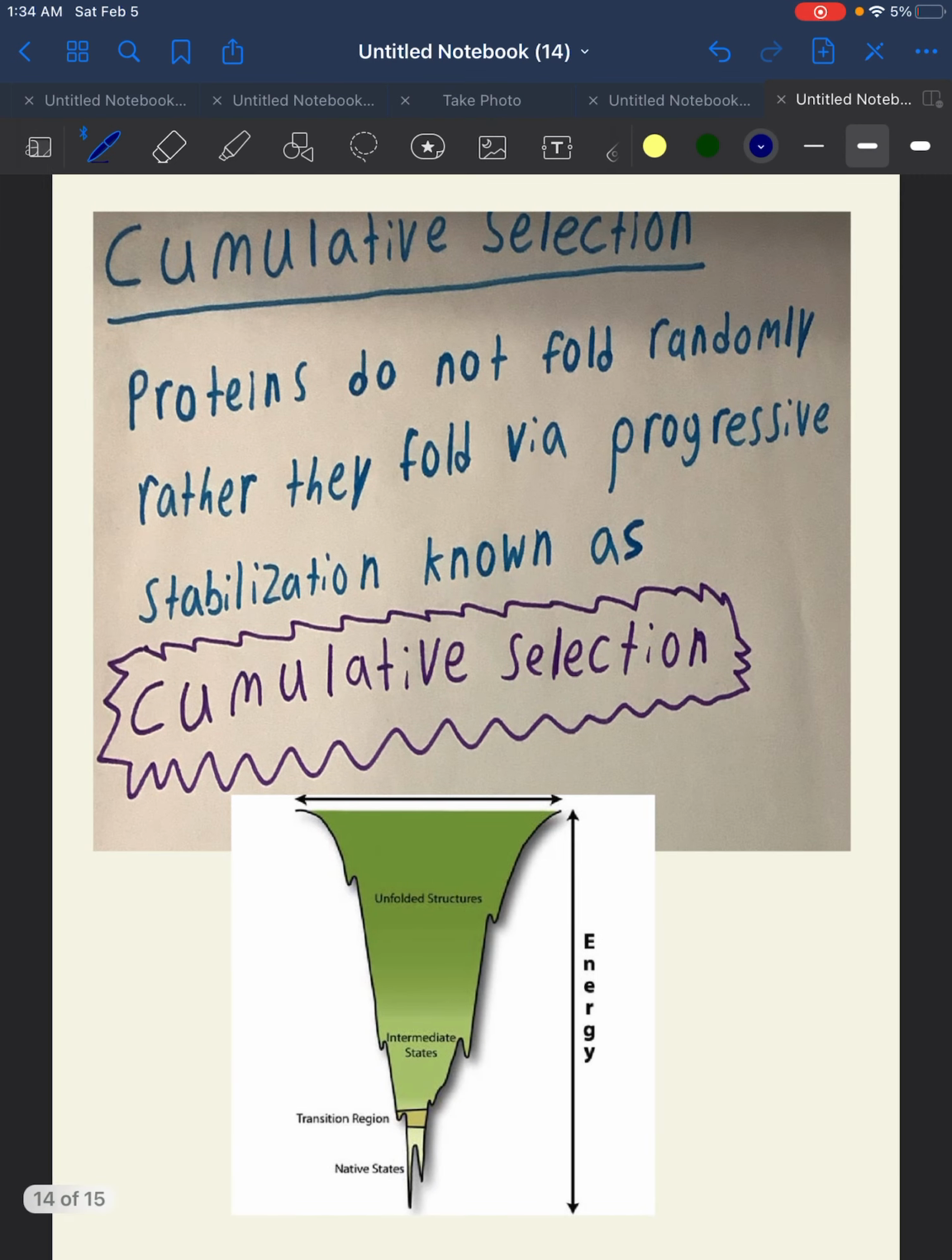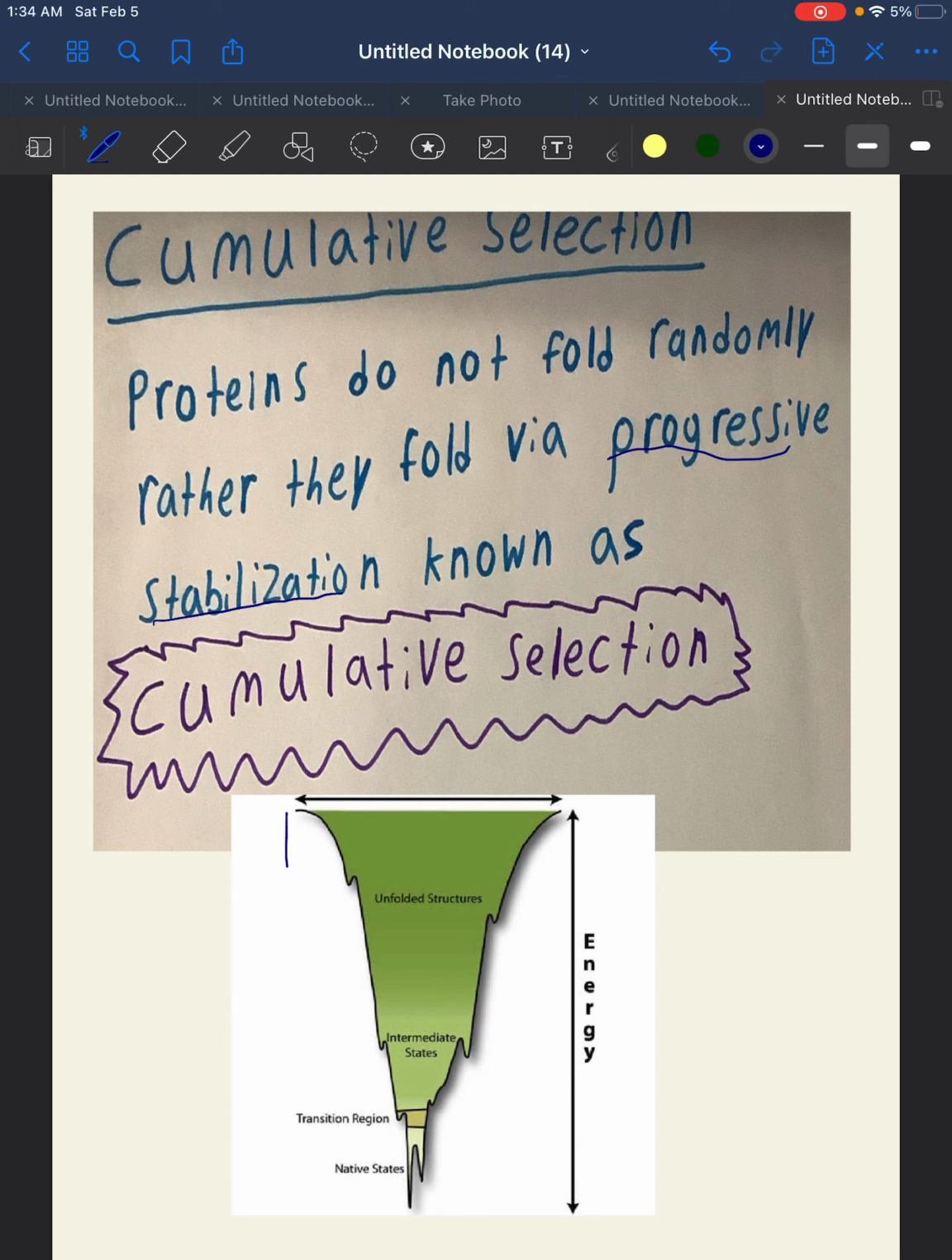So, moving on, cumulative selection. Proteins don't actually fold randomly, they fold via increasing stabilization. Well, progressive stabilization is the scientific term for it. But basically, to simplify, cumulative selection when it comes to protein folding means think of the incorrectly folded proteins as less stable, so they're going to get kicked out of the structure. They're not going to stay there. The correctly folded proteins will be retained because they're more stable. So over time, you'll have more correctly folded stable proteins and fewer incorrectly folded unstable proteins. Eventually you'll have only stable proteins because the incorrectly folded proteins keep getting kicked out due to being less stable than the correctly folded proteins.